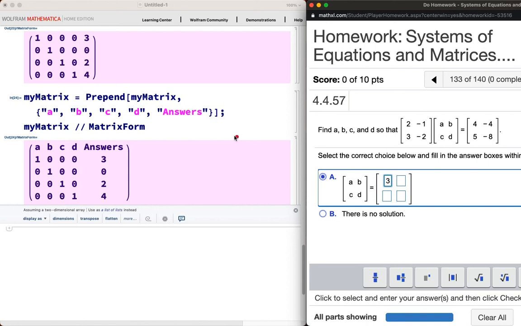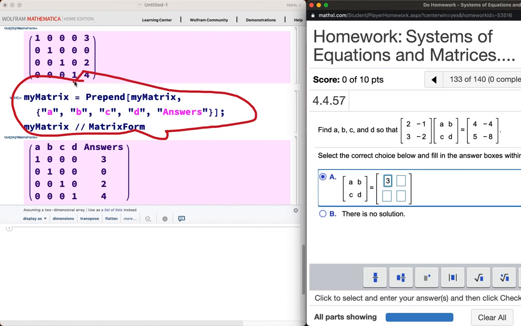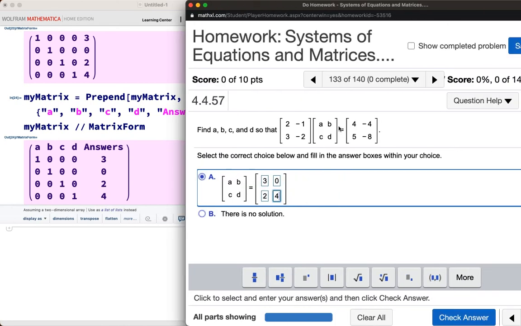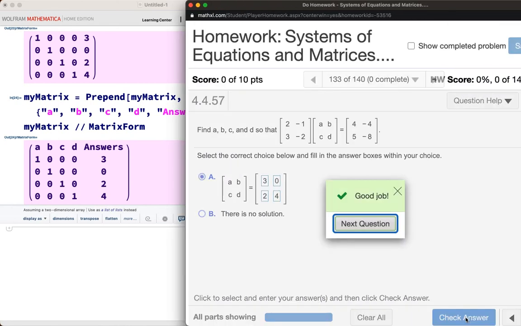This part, you don't really have to do, guys. I'm just doing this as an instructor to help you visualize the solution, but you really don't have to do this unless you really want to, okay? But A is equal to 3, B is equal to 0, C is equal to 2, and D is equal to 4. And let's see if that's the right answer. That is the right answer, okay?